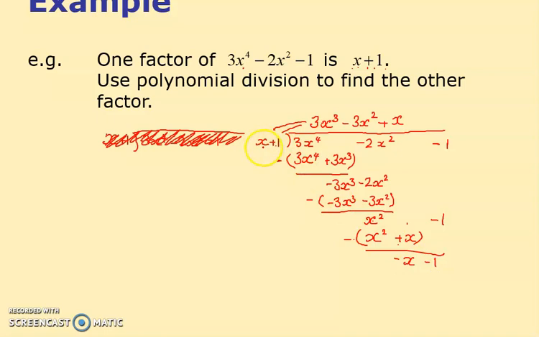Finally, I think this is the last time. What do I times the x by to get this? I reckon minus 1. Minus 1 times by the x is minus x. Minus 1 times the 1 is minus 1. You can see when I put it in the bracket to remind me to take away, I'll get 0. So this is actually my factor.